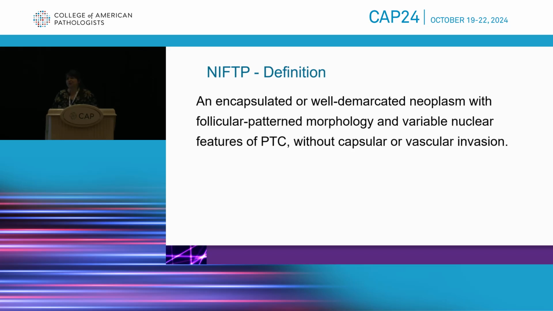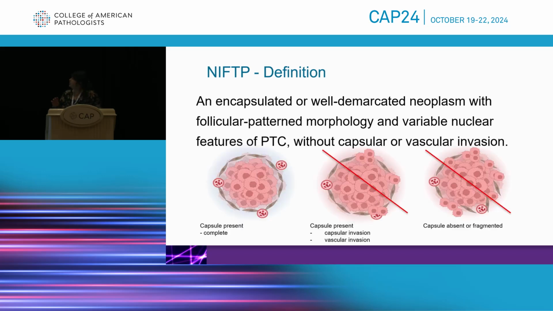So, like Dr. Baloch mentioned, I'm a junior faculty, so I like my definitions, I like my criteria, because it keeps me consistent. So I really appreciate when I am offered a clear-cut definition of what the lesion should be. So for NIFT-P, we need, like we said, a follicular pattern lesion that is very well demarcated or encapsulated and has the variable nuclear features of papillary thyroid carcinoma.